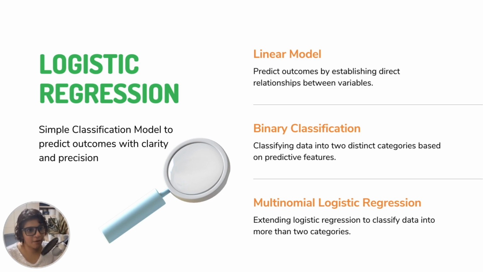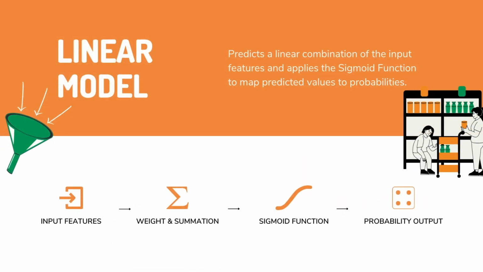This simple yet powerful tool models the probability of different categories, making it an ideal starting point for understanding classification in machine learning. The term regression comes from its roots in regression analysis, but since its outcome is categorical, we use it for classification tasks. It is a linear model, which means it makes predictions by combining the input features in a specific way. Each feature is multiplied by a certain weight, and then all these weighted values are added together to form a single number. This number is then passed through the sigmoid function to map it to a probability.